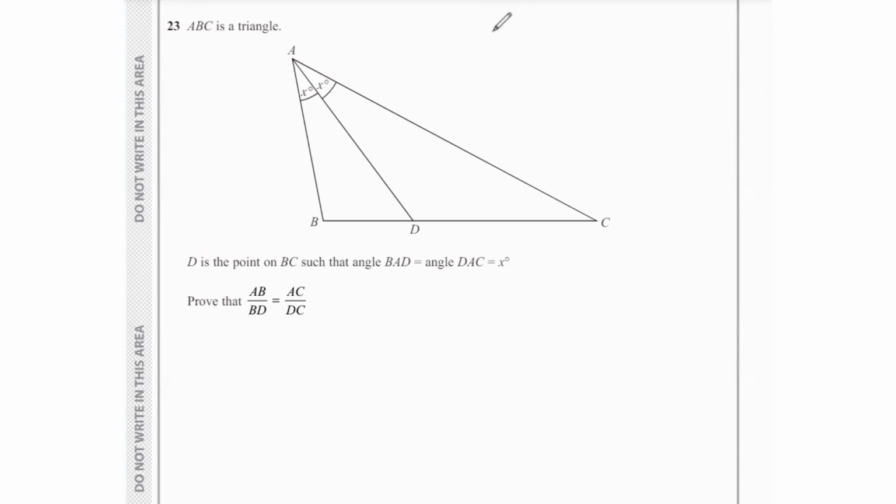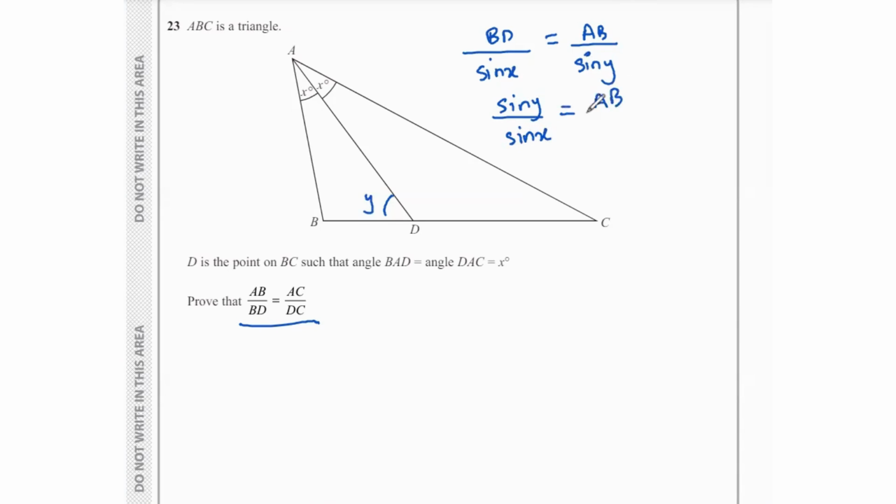If we use the sine rule, we can say that BD over sine of X equals to, now the other ratio should include the length that is given in the question over here. So we can say that AB over this angle Y. So let's call this sine of Y. So what we have over here now is sine Y over sine X equals AB over BD.